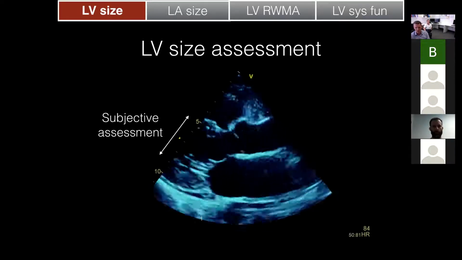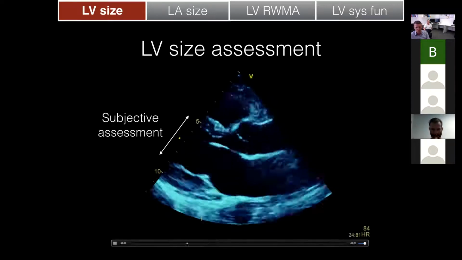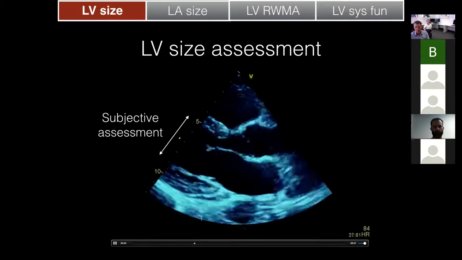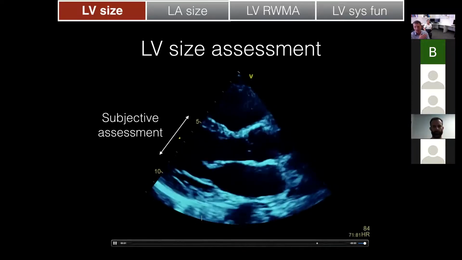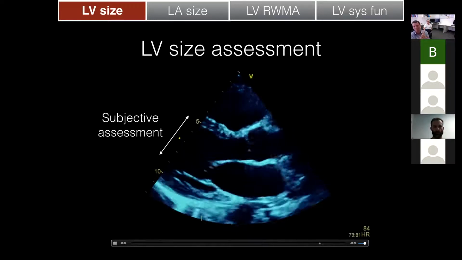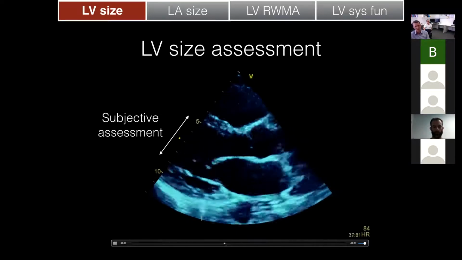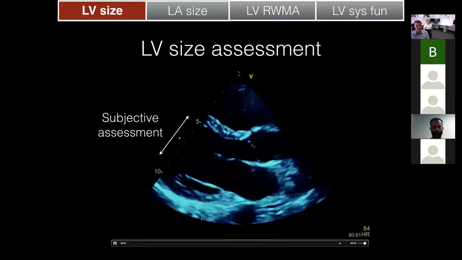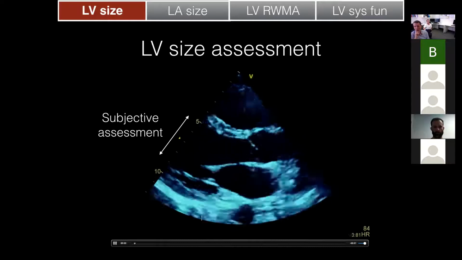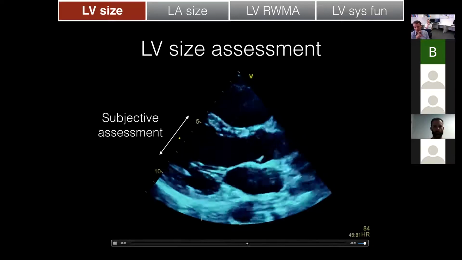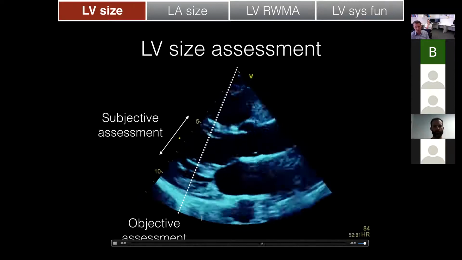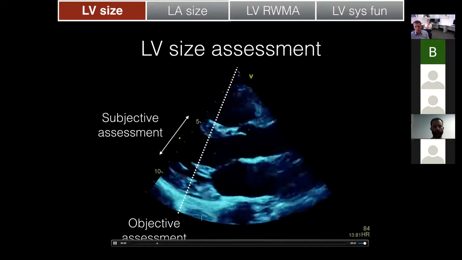We can have a subjective assessment where we can use the centimetre markers down the side of the screen. And I use a cutoff of about, say, 58 millimetres for blokes, or about maybe 6 centimetres, we say, for subjective assessment. And anything greater than 6 centimetres at end diastole is getting towards being dilated. And if it's somewhere close to that, I'll go ahead and do quantification.